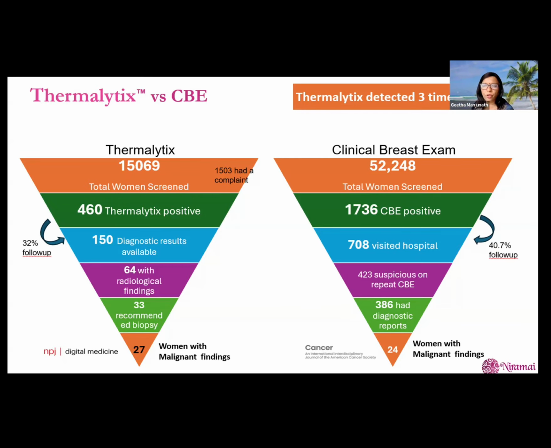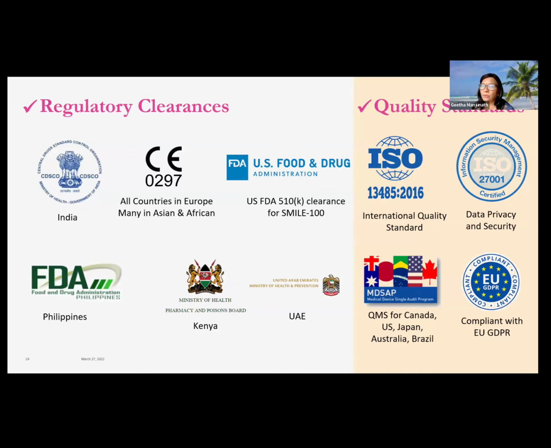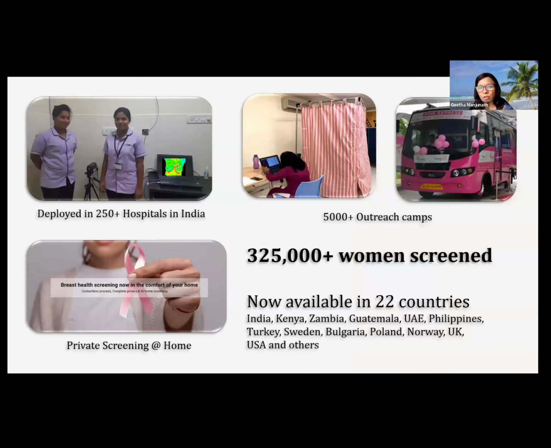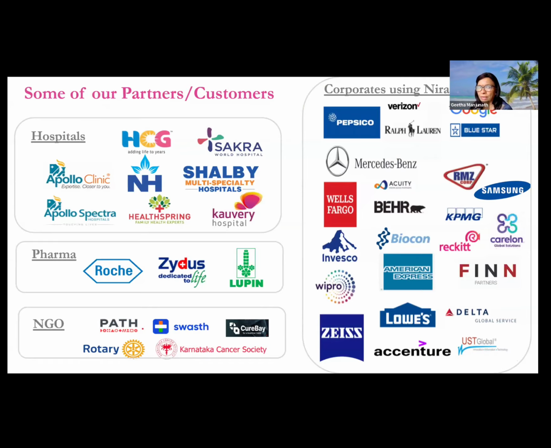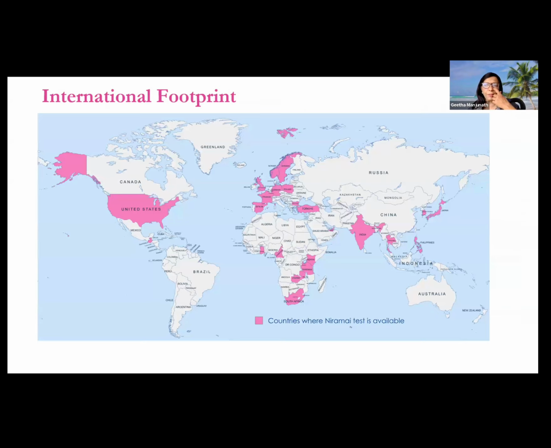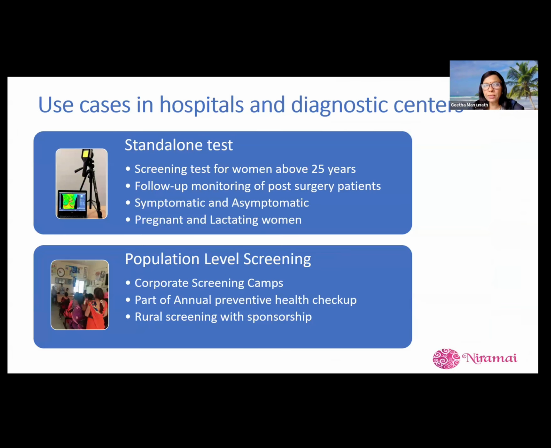There are several such results we have, and we also have regulatory clearance in India and several other countries. About 4 lakh women have benefited from the test, which is available in 22 countries, in hospitals, rural areas and corporate offices. A lot of big hospitals have adopted it and a lot of corporates have screened with it. Many of these countries reached out to us and, because of the regulatory clearance, we were able to provide the test in all of these places.